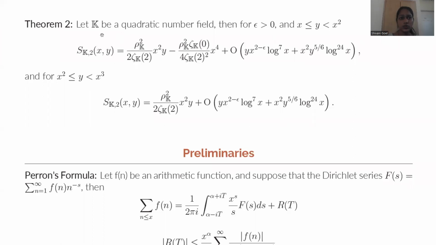Our second result is for the quadratic number field. When y is between x and x squared, the second moment is given by this sum. And for y between x squared and x cubed, the second moment is equal to this.